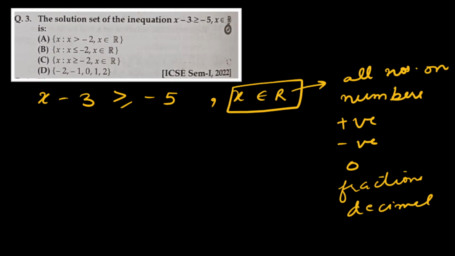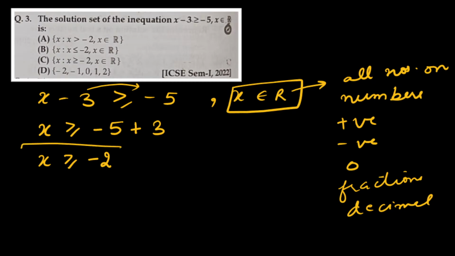So the inequation is given to us. Let's simplify and find the answer. We have to solve for the x value. Minus 3, if we shift to the other side, will become plus 3. Minus 5 is already there on the other side, so minus 5 plus 3. Minus plus is minus, so 5 minus 3 is 2, and the sign of the greater number, minus, is there. So x is greater than equals to minus 2 is the solution here.